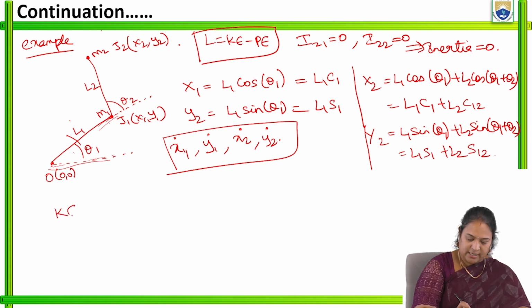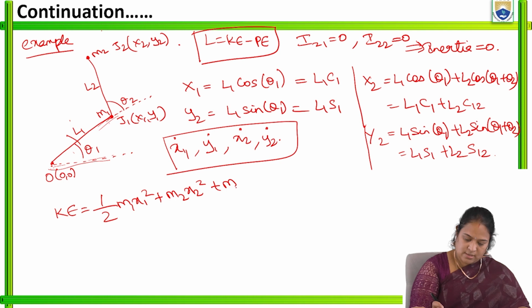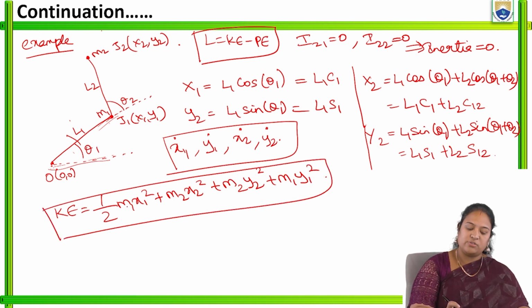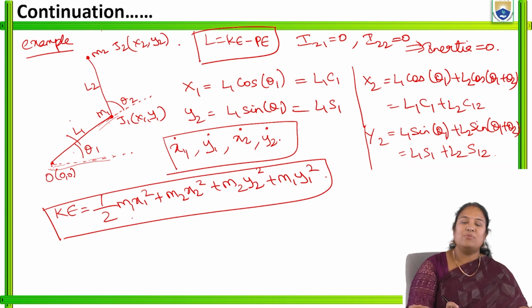So, the kinetic energy is equal to half m1 x1 square plus m2 x2 square plus m2 y2 square plus m1 y1 square. So the kinetic energy, generally, is half mv square. In terms of xy terms, we write it as half mv square, that is half m1 x1 square plus m2 x2 square plus m1 y1 square plus m2 y2 square.